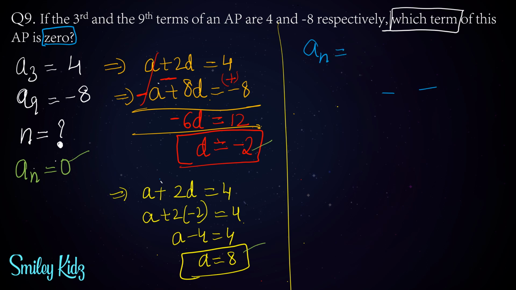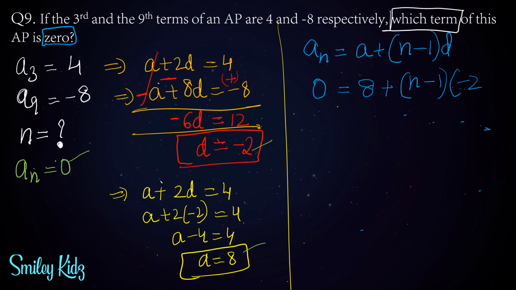We can simply substitute it in the formula again. an is equal to A plus n minus 1 into D. You're going to find out which term, so you're going to find out the value of n. So now an is equal to 0. A is equal to 8 plus n minus 1. And what is D, everyone? It's minus 2. Then 0 minus 8. I'm just transposing this positive 8 to the other side. It turns out to be negative.